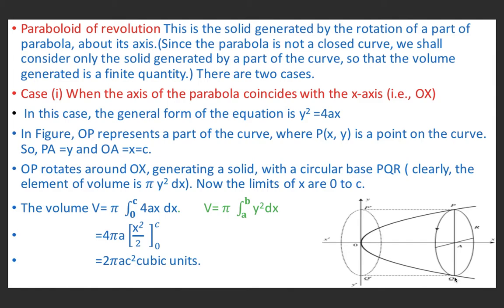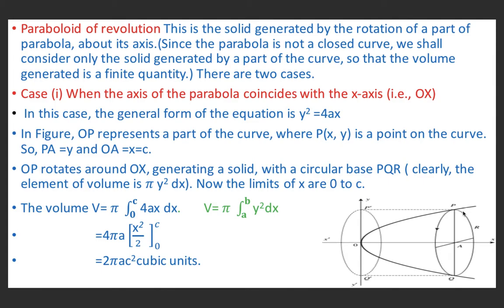So there are two cases. The first one is when the axis of the parabola coincides with the x-axis. In this case, the equation of the parabola is of the form y square equal to 4ax. This is the standard form of the parabola. In the figure, OP represents the part of the curve, where P(x, y) is a point on the curve. P(x, y) means this distance is x and this distance is y. So P(x, y) is any point on the curve.